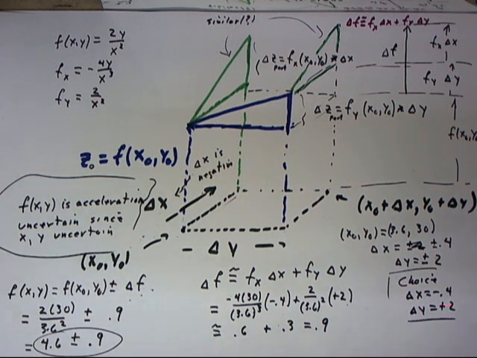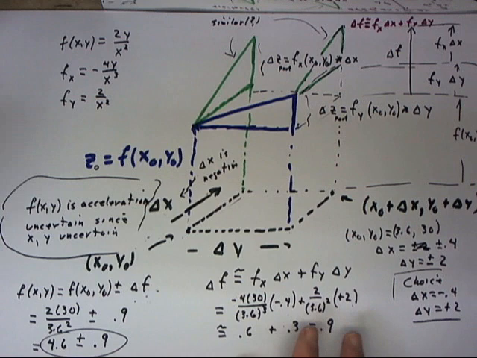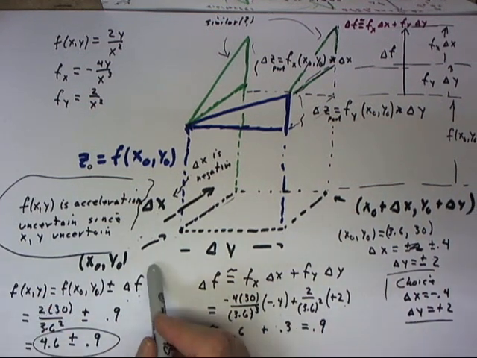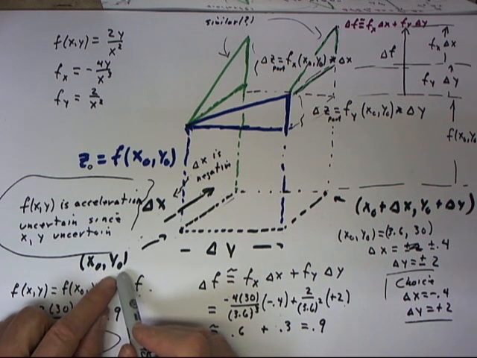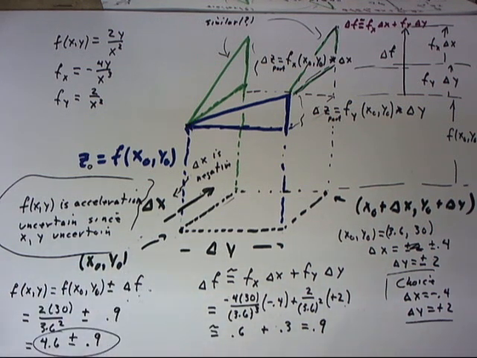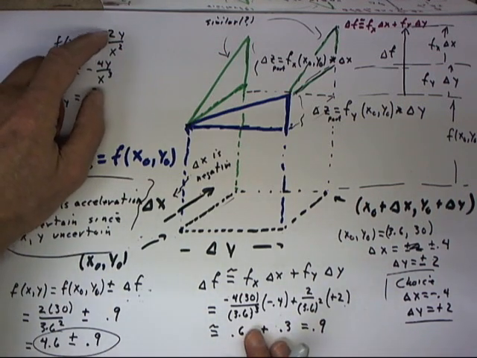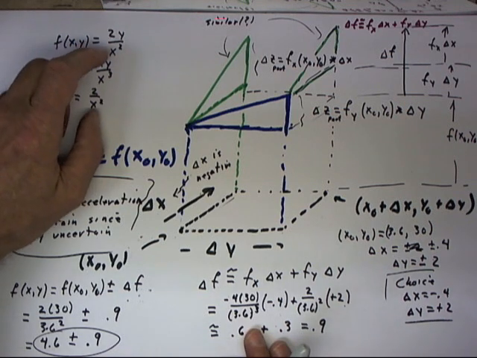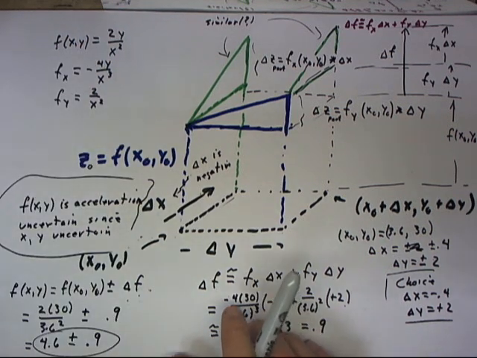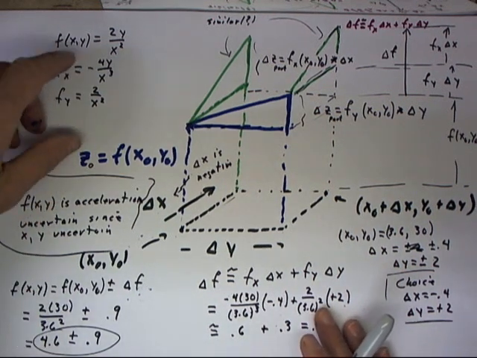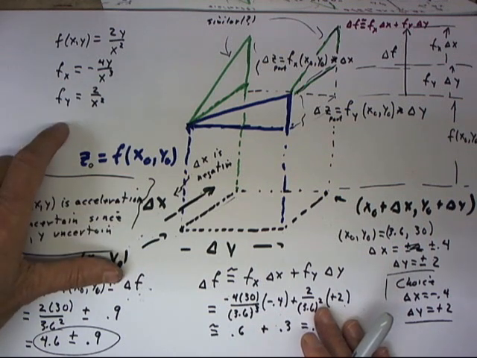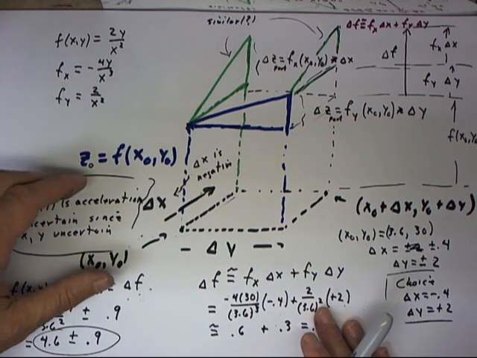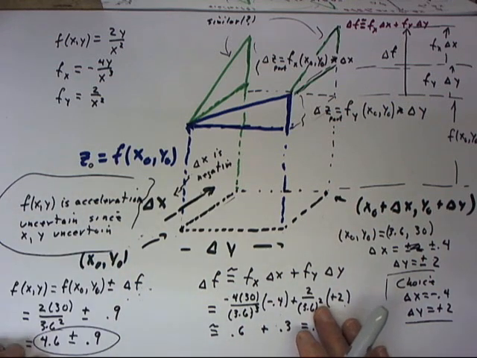Let's recall our context. The context is x naught and y naught are observations, respectively, of the time and displacement for an object rolling down an incline. And we're trying to find the acceleration, which is twice the displacement divided by the square of the time interval. We get these partial derivatives telling us how much the value of the function changes if we move in the x direction, how much it changes if we move a certain distance in the y direction.